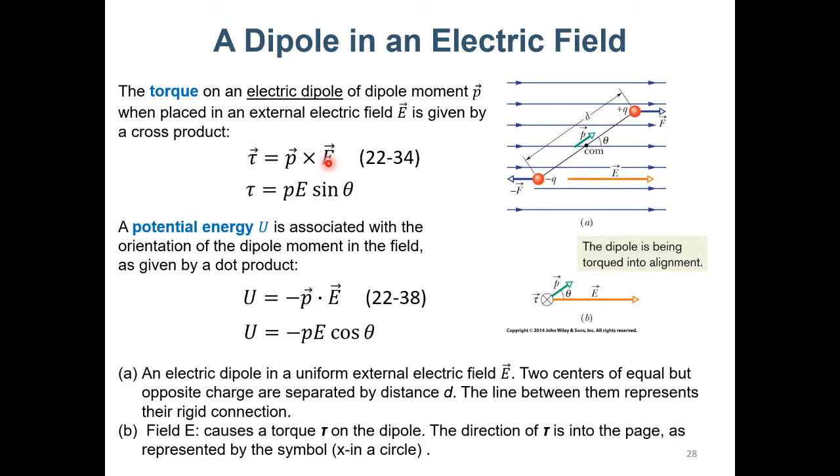Why is it like this? Because for this positive charge in this E field, the E field points to the right, so there will be a force acting on this positive charge to the right side. And for this negative charge, as it is negative, the direction of this force will point to the left side, and the two forces will have the same magnitude but opposite direction. And also they are acting on two different points, this one at this point, this one at that point.